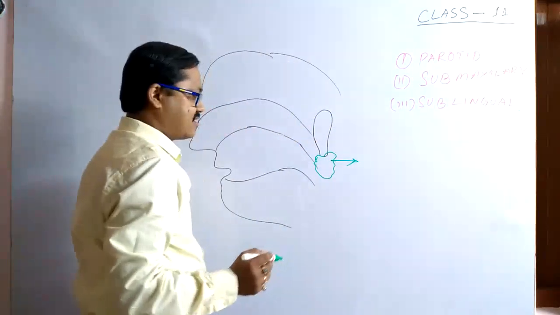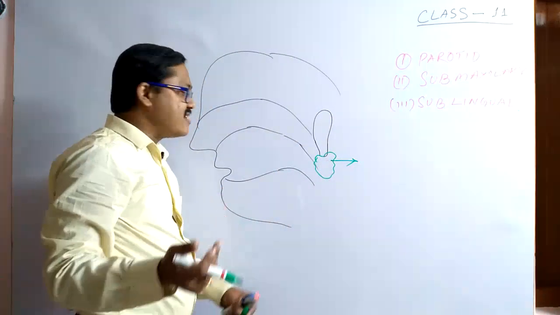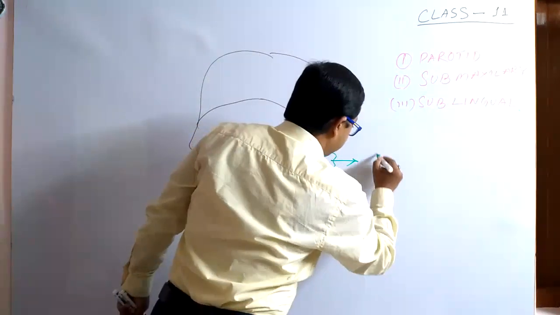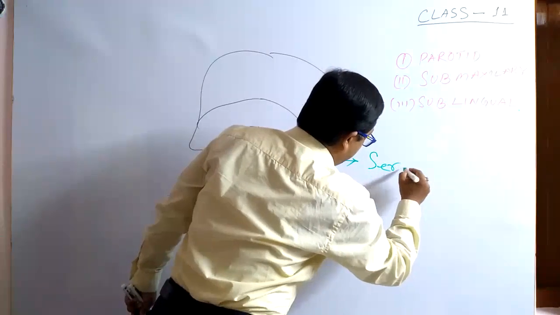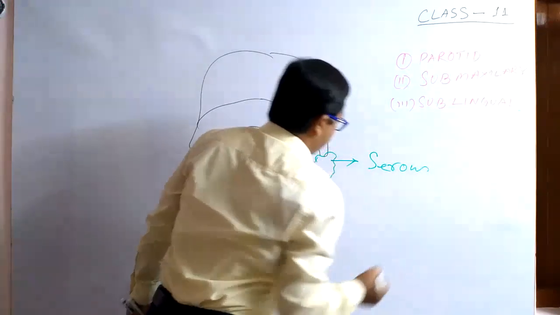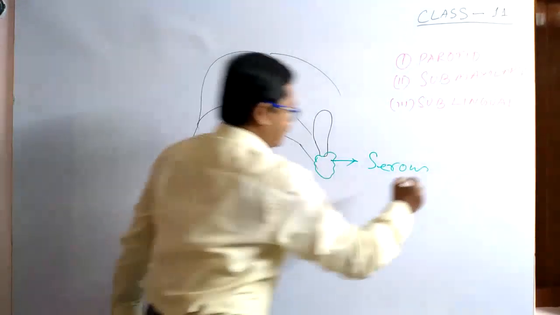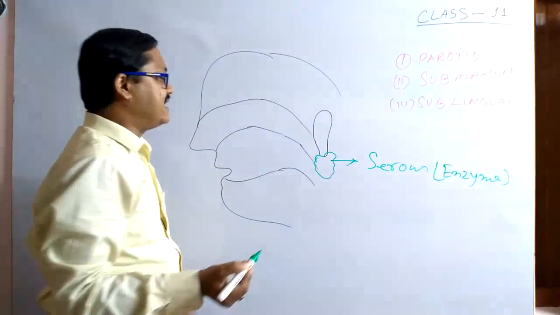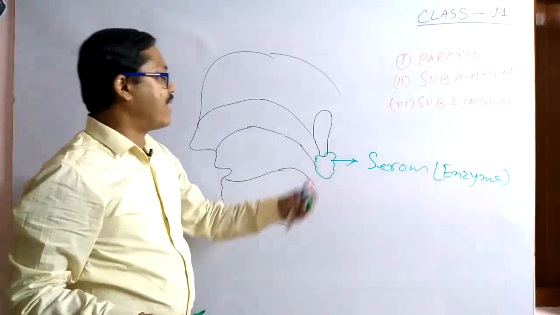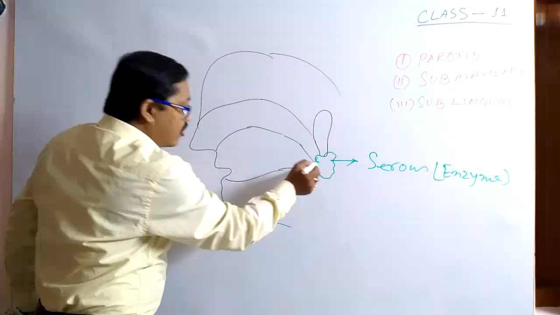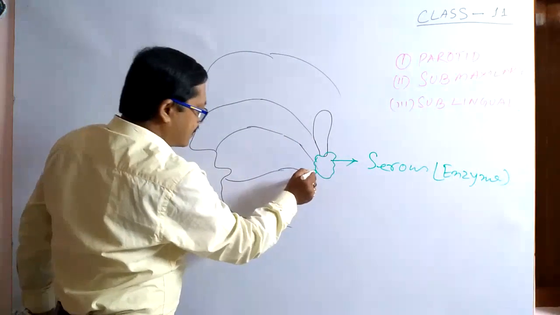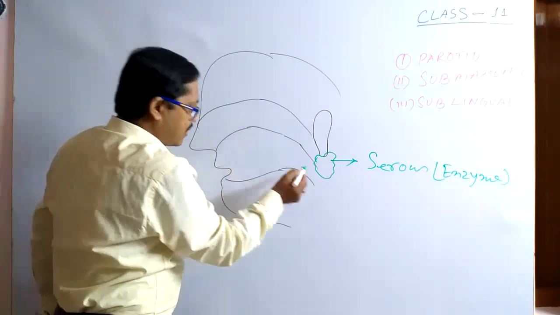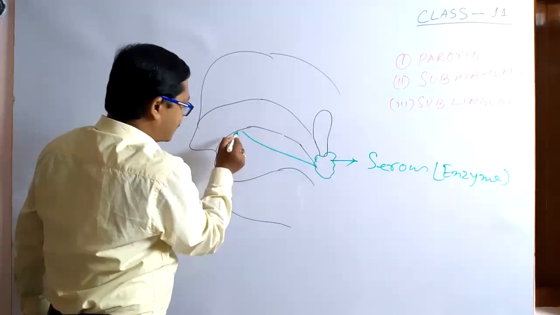What is the nature of this gland? Which type of fluid is secreted from the parotid gland? This is serous, that means enzyme. The main enzyme secreting gland of our mouth is the parotid. The parotid gland contains a duct through which its content is secreted into the buccal cavity. The duct is called the duct of Stensen.